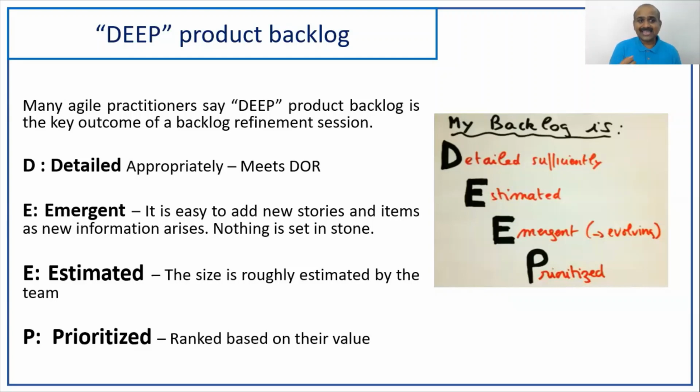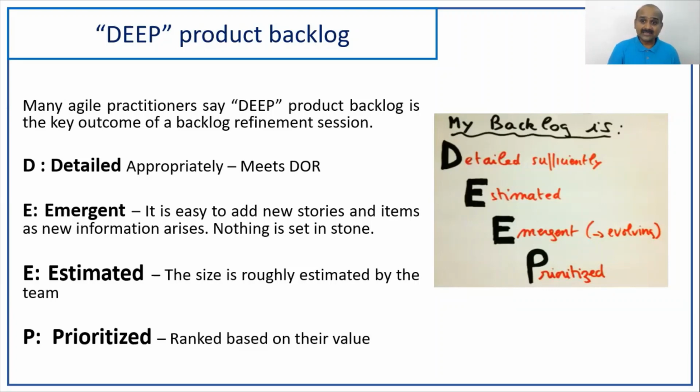The second one is emergent. At any given point in time, it should be easy to add new stories or modify the stories. There's nothing set in stone. That does not mean we have defined stories like this, so it must stay like this. No, based upon the understanding at different points in time, we can always add new stories and modify stories.